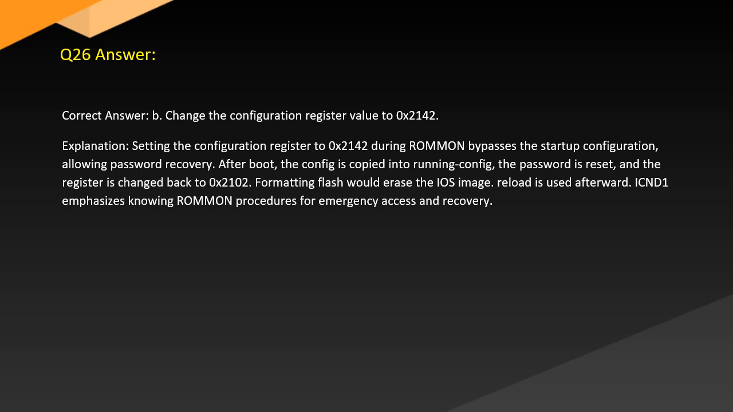Answer. Correct answer: B. Change the configuration register value to 0x2142. Explanation: Setting the configuration register to 0x2142 during ROMMON bypasses the startup configuration, allowing password recovery. After boot, the config is copied into running config, the password is reset, and the register is changed back to 0x2102. Formatting flash would erase the IOS image. Reload is used afterward. ICND emphasizes known ROMMON procedures for emergency access and recovery.